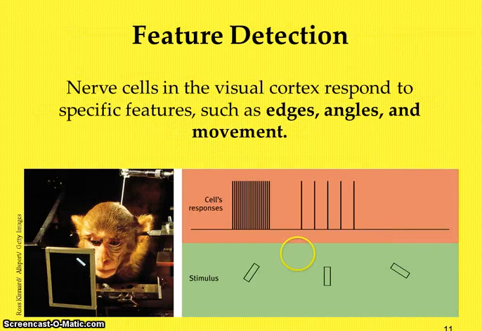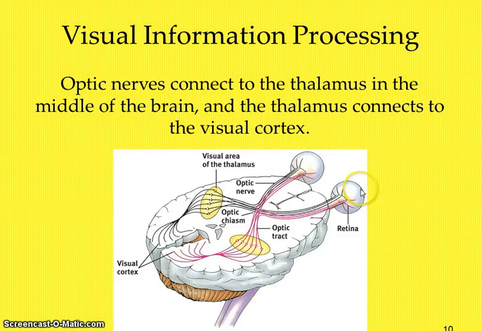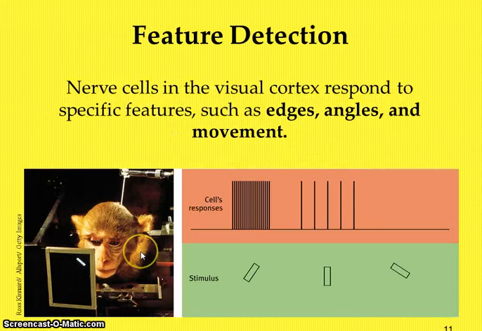The visual cortex is in the back of the brain, which would be in what lobe? The occipital lobe. And remember, information that is perceived with your left eye is processed on the right side of your brain, and information received with your right eye is processed on the left side of the brain, like we talked about with split brain patients.